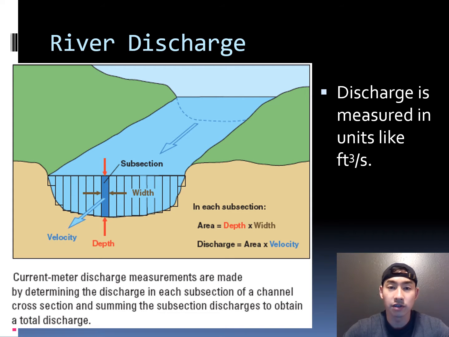We measure discharge, so the amount of water that is moving through a river at a given amount of time, through units of volume per time. So in here we have cubic feet per second. And you determine discharge by taking a cross-section of the river. We can do this by fitting the cross-section with various boxes to fit the irregular shape of a cross-section of a river. Calculate our area and then multiply our area with the river velocity to determine the amount of discharge.